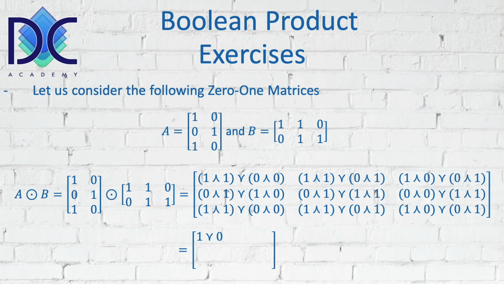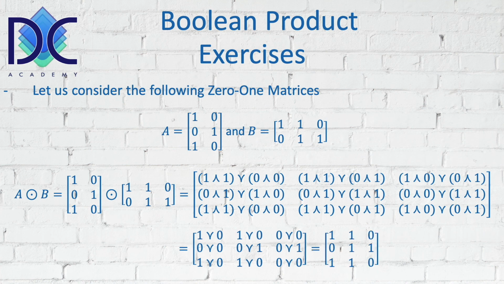The third one, we have 0 or 0. We have 0 or 0, 0 or 1, 0 or 1, 1 or 0, 1 or 0, 0 or 1. And we can find this in this new matrix. Now we have to continue here, and now it's quite easy because we have the OR operator. So 1 or 0 is 1, 0 or 0 is 0, 1 or 0 is 1. And finally, we find the matrix 1, 0, 1, 1, 1, 1, 0, 1, 0.